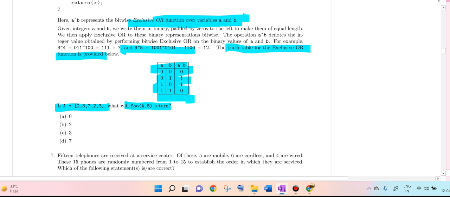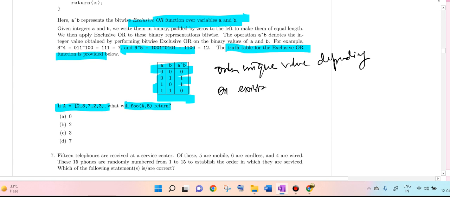So in this case, this code finds the only unique value depending on existence in this array. Okay, so 7 will be returned. So D is the answer.